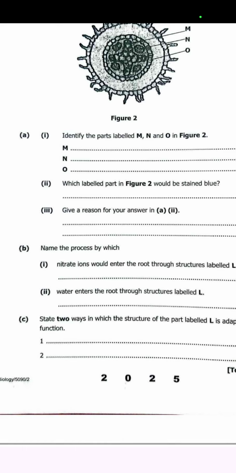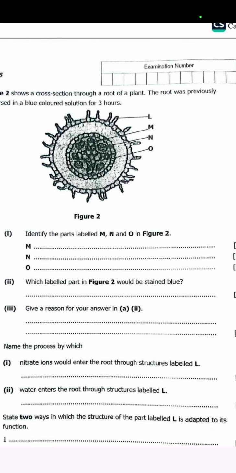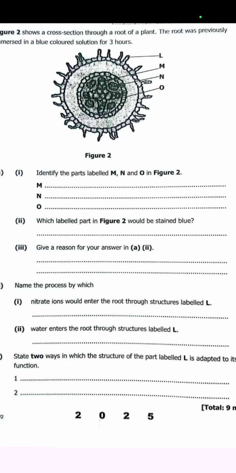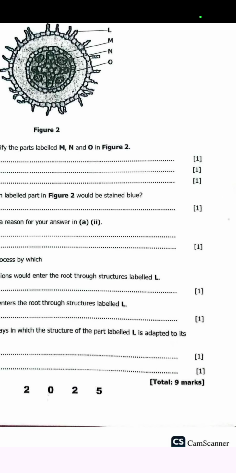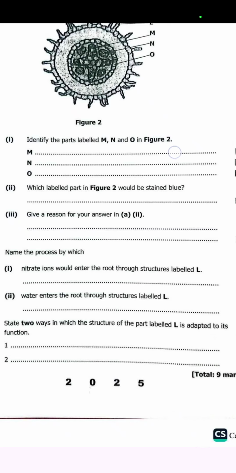So it is just the same question, which is saying name the process by which water enters the root through structures L. Again, we are still talking about the same things, L, the root hair cells. Which process will the water use to enter the root? So we know that water uses osmosis. It is as simple as that. So you've managed to have 7 out of 9. One remaining with 2 marks.